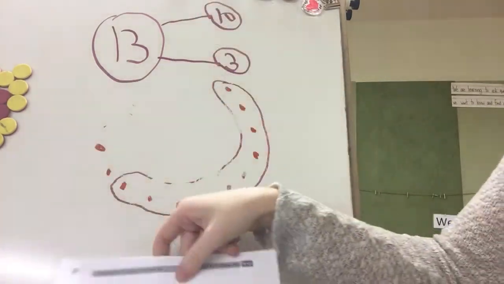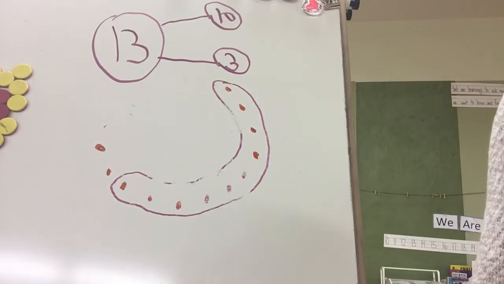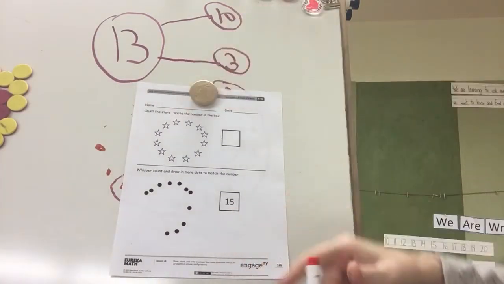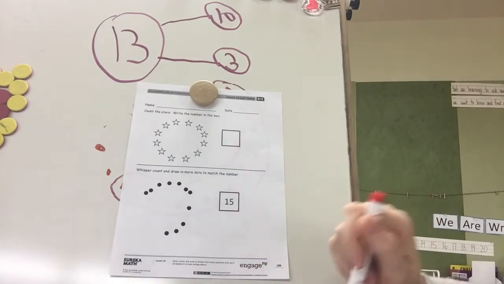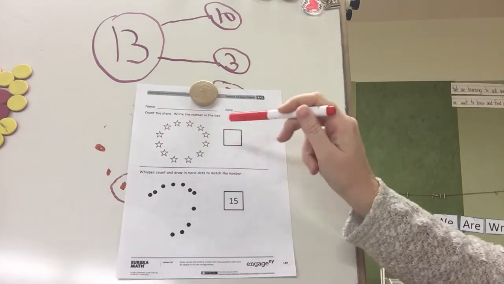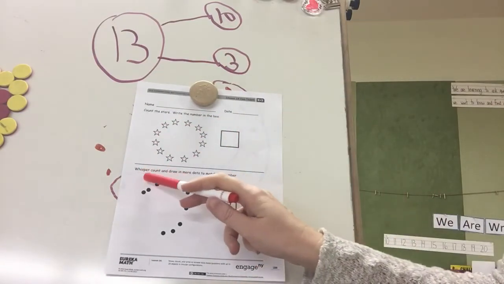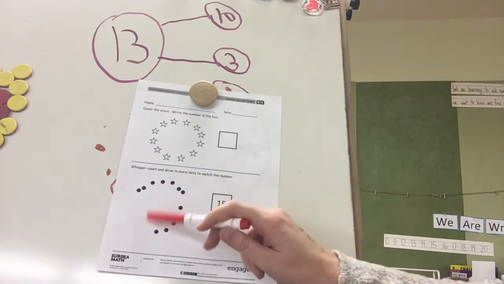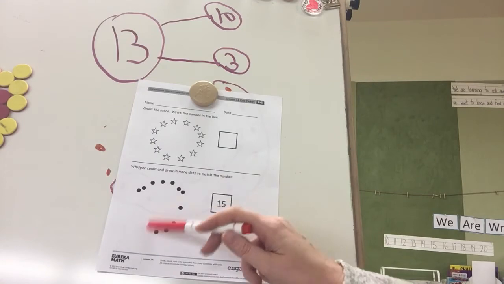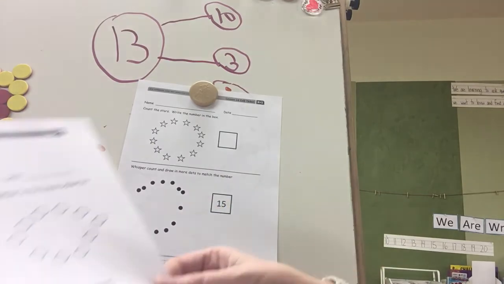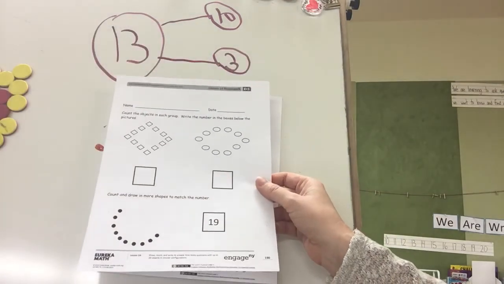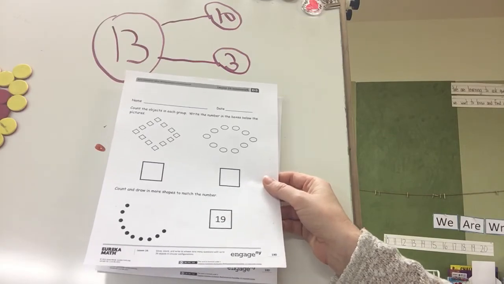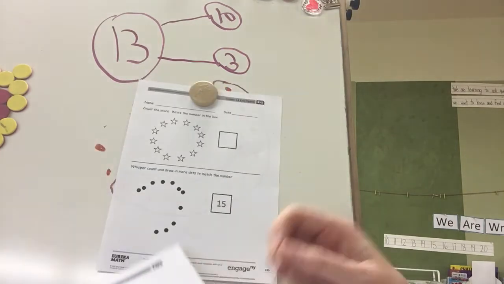Awesome, guys. Next, we have our exit ticket. Same thing as the first pages. Count the stars and write the number in the box. So how many stars are there? Write it in the box. Whisper, count, and draw more dots to match the number. So you want to have 15 dots. Count these. See how many more you need to add. This is more practice of the same thing. Counting how many diamonds, how many circles, making more dots to make 19.